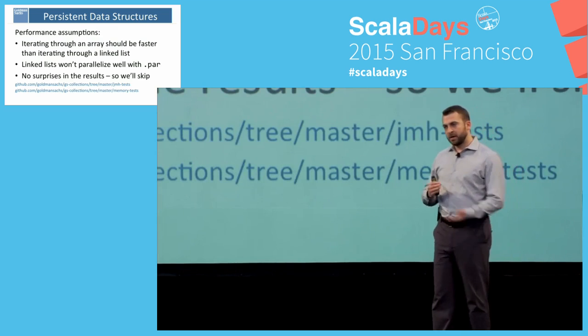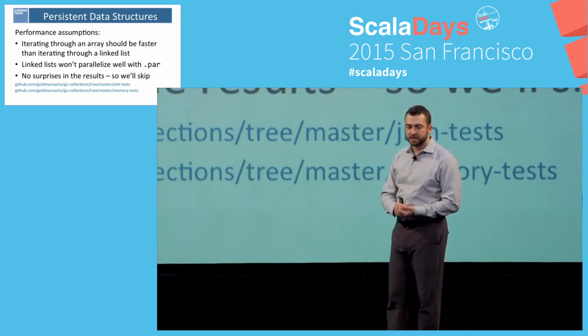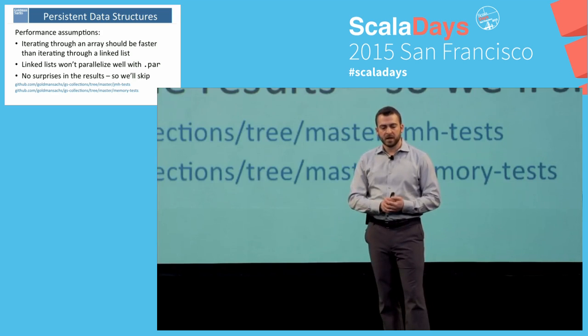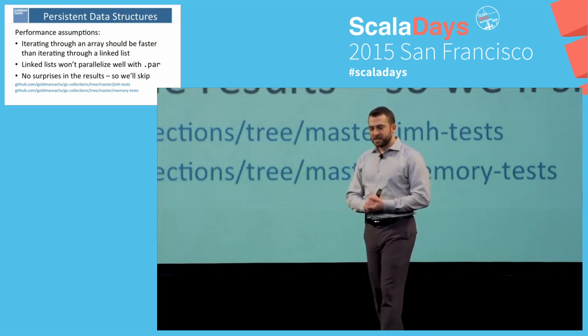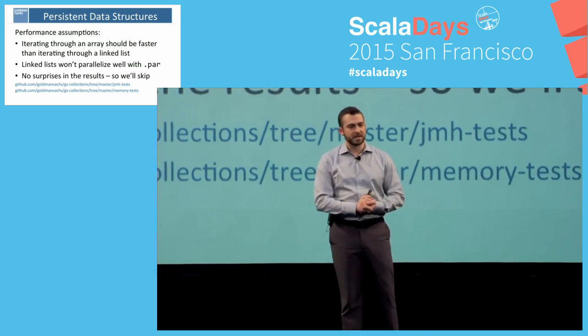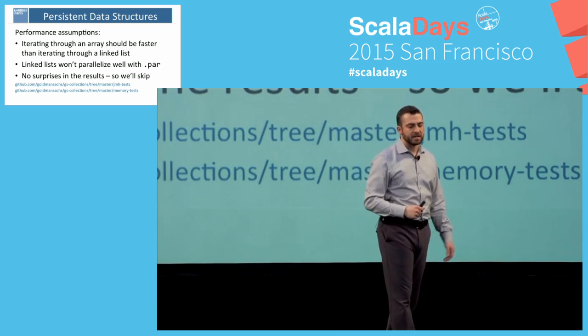I wrote not only memory tests, but performance tests using JMH, the Java Micro Benchmark Harness. And I have a lot more tests than I will go over in the talk today. But all of the tests are open sourced along with the library in GitHub, so feel free to check them out. Before writing JMH tests, I have my performance assumptions going in, and they can be biases, so I don't like to ignore them. I just like to think of them in advance.